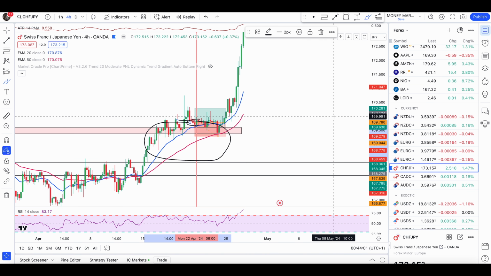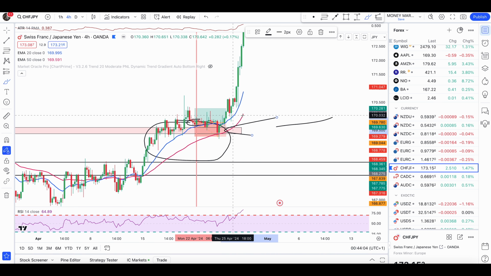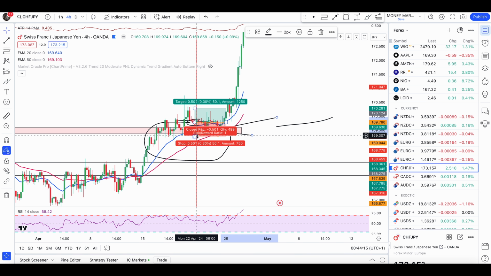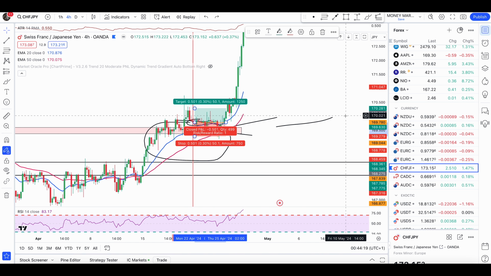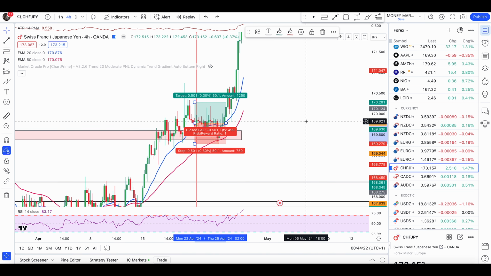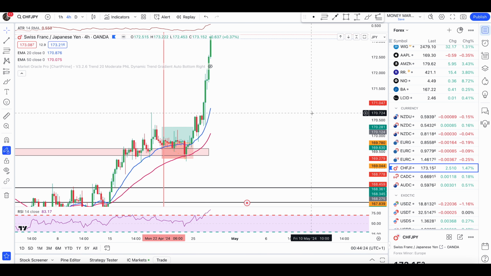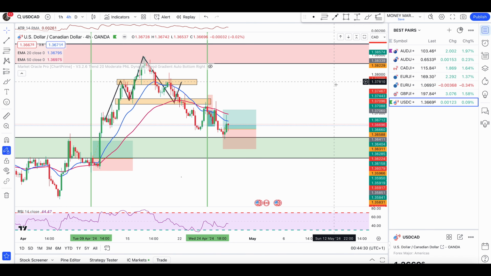If you are my student, in the pullback entry section, I've used a smaller target. But if you would have used the targets from the strategy room, then the bigger target would have played out nicely, and that would have been your winning trade. So for me, it was a losing trade because I used a smaller target here, but that is totally fine, a part of trading. Then I've sent USD CAD right here.